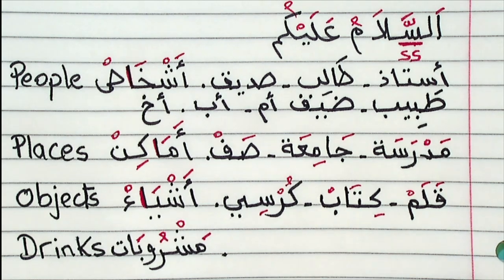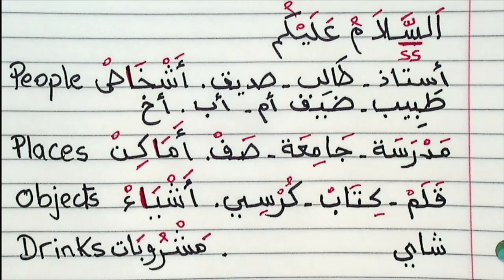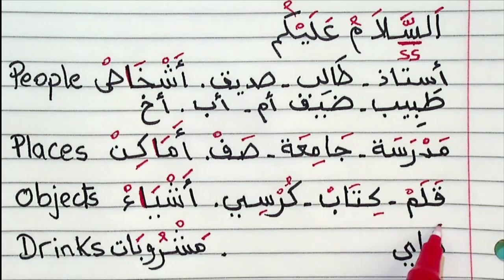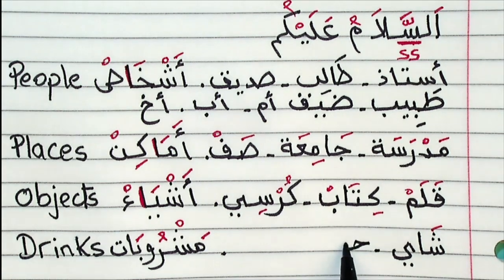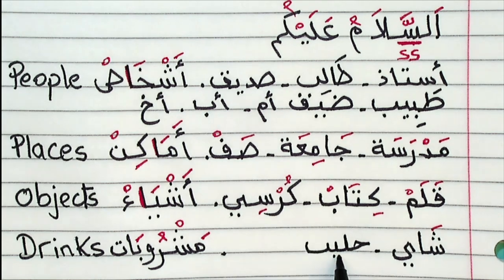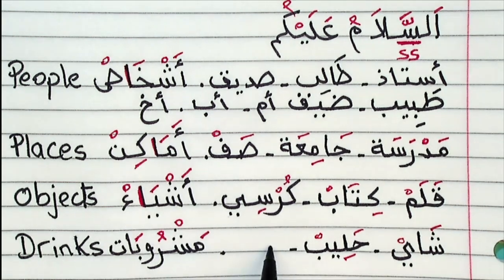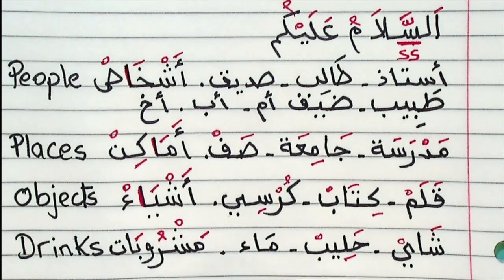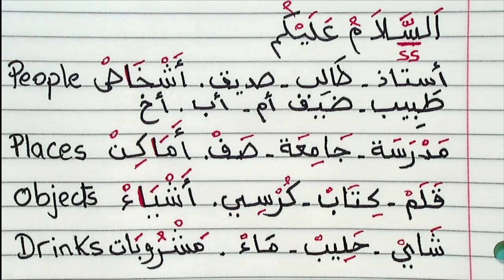Mashrubat, drinks. Shai. And that's also used in English. They say chai, but it's sh, shai. Halib, milk. Ma for water.